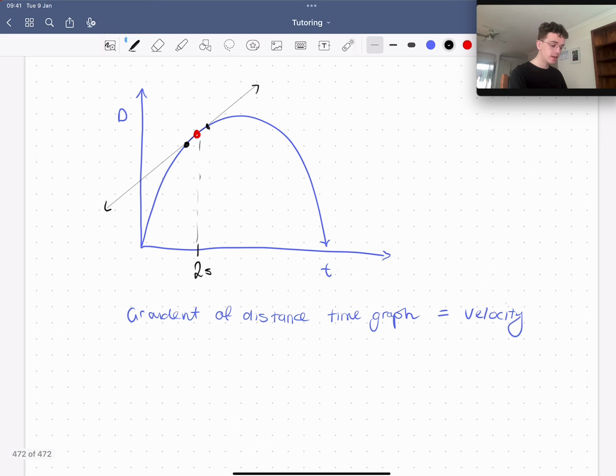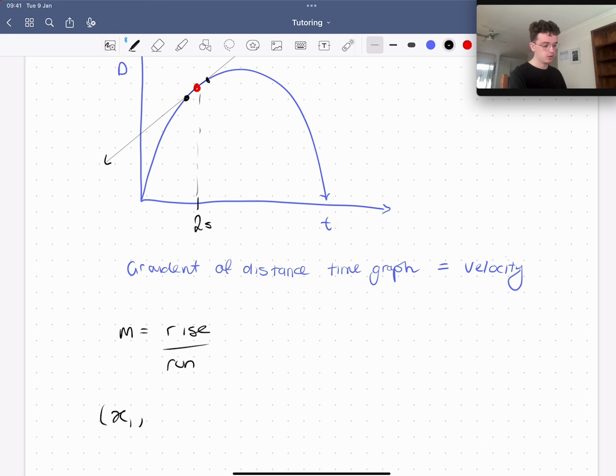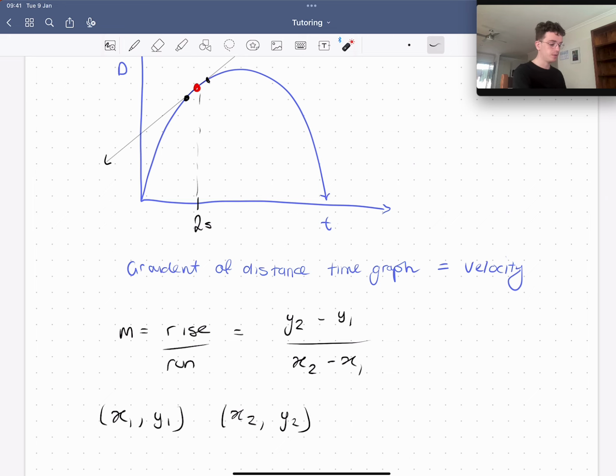Now recall from year 9 and 10 that the gradient of a line m is equal to rise over run. And if I had 2 points, x1, y1 and x2, y2, the gradient of my line would be equal to y2 minus y1 over x2 minus x1. We know that is our gradient formula. We're going to use this gradient formula to develop what we call the fundamental theorem of calculus.